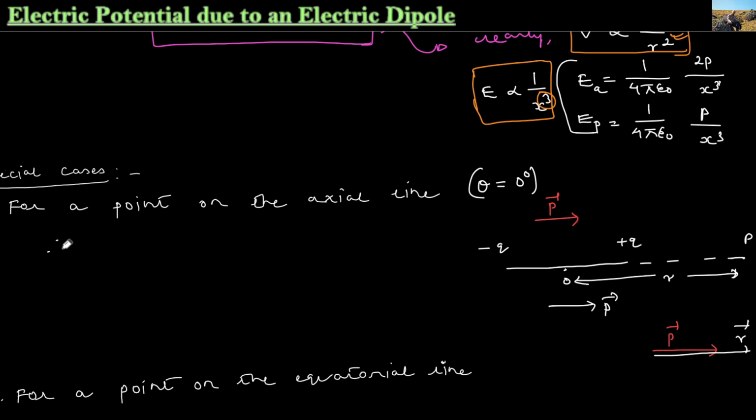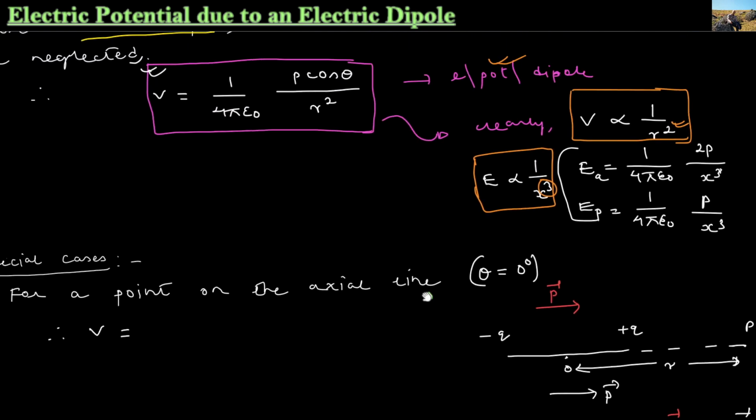So when you put that in the equation, what do we get? We have 1 by 4 pi epsilon naught. I will write this as V_A or V axial. Then over here we have p, then theta as 0 degree, and over here we have r square. Cos of 0, how much is cos of 0? Cos of 0 is equal to 1.